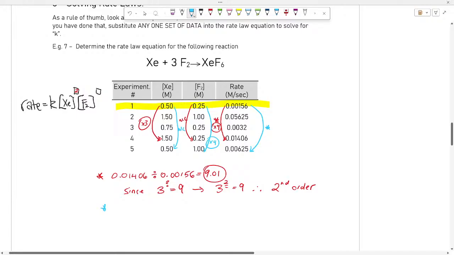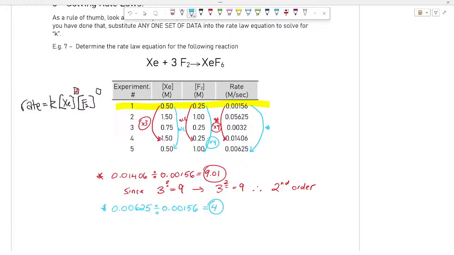So we would say we do what to figure this out? Divide. So we do 0.00625 divided by 0.00156. And we would get what? That's going to be 4 pretty nicely, right? If we round it to 4. And so making it 4 times bigger makes it go 4 times faster. What order is that? First order.